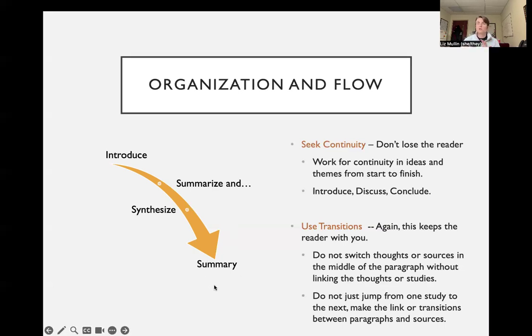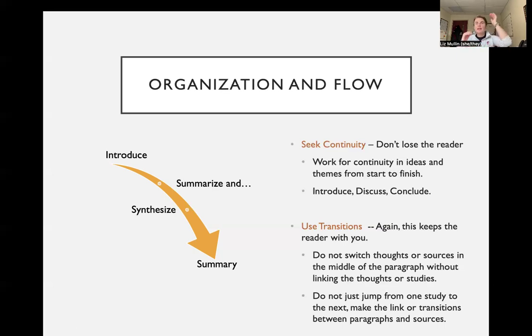So you are going to finish with some sort of overall concluding paragraph. That's a lot of last class, but the other things that we can really build on is we need to make sure that that organization and flow is set up for your readers to be able to follow along with what you're trying to say. Really work on your continuity.